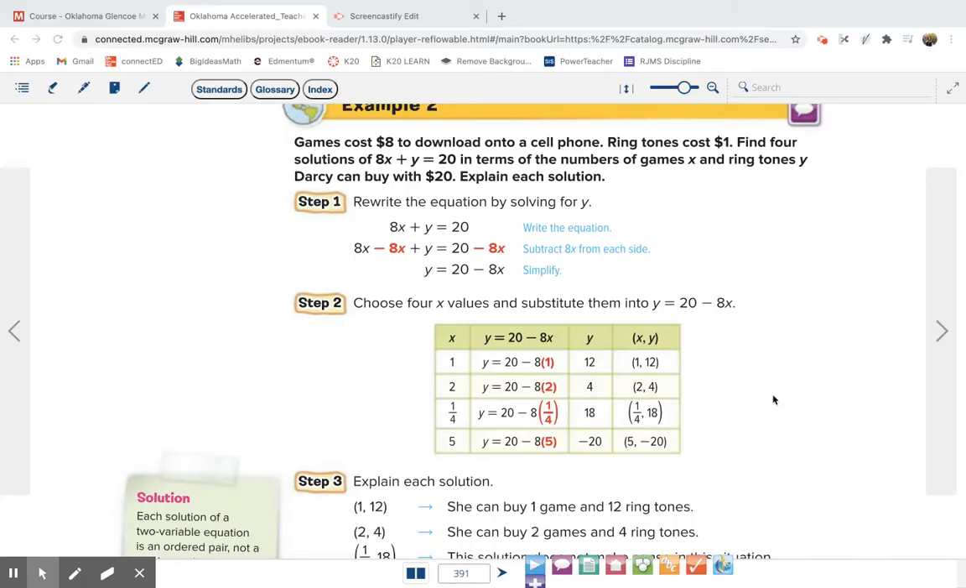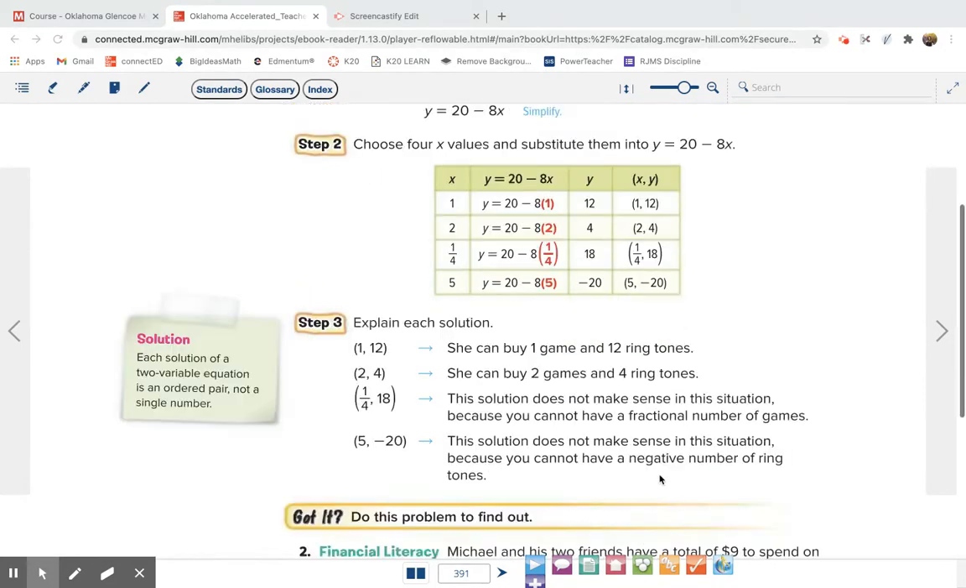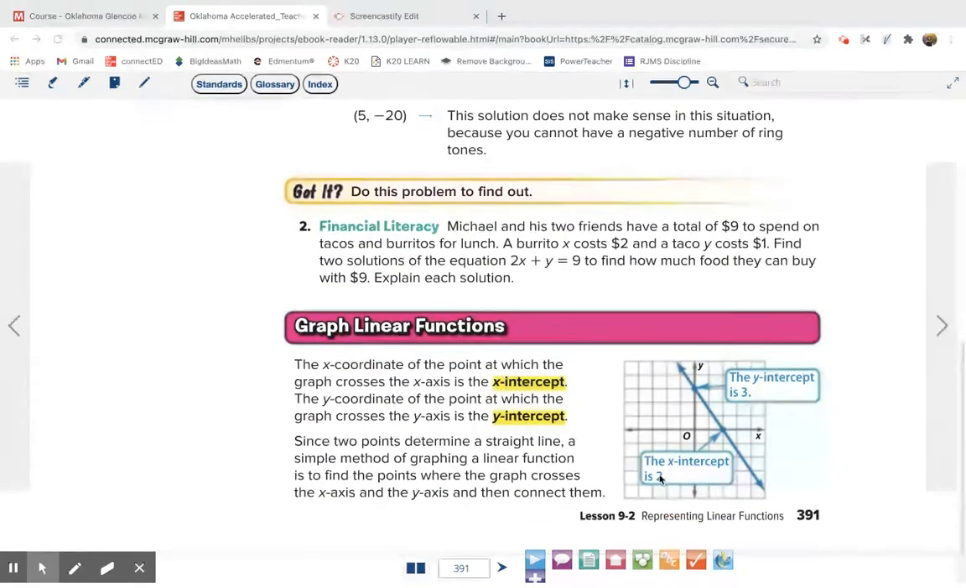Okay, this next example is the same type of problem, but they start us out in a word problem. So it says games cost $8 to download on a cell phone. Ringtones cost $1. Find 4 solutions of 8x plus y equals 20 in terms of the number of games x and ringtones y Darcy can buy with $20. So you first have to rearrange this to y equals. Then we plug it into that table that we just had. So we're not going to do one of those.